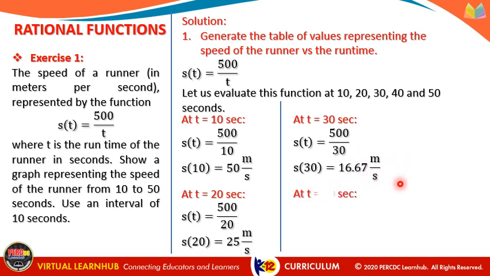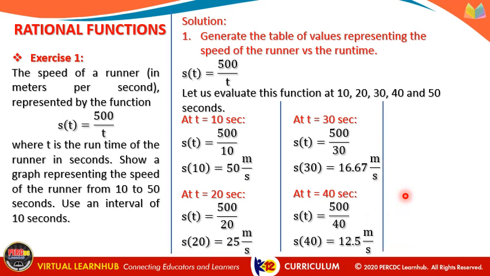meters per second. Next, we have at time is 40 seconds, s of t is equal to 500 over 40, which will give us 12.5 meters per second. Lastly, at time is 50 seconds, substitute natin sa formula, 500 over 50, we will get 10 meters per second. Again, to make things faster for us, kung pwede naman, gamit na lang tayo ng calculator to solve the values.